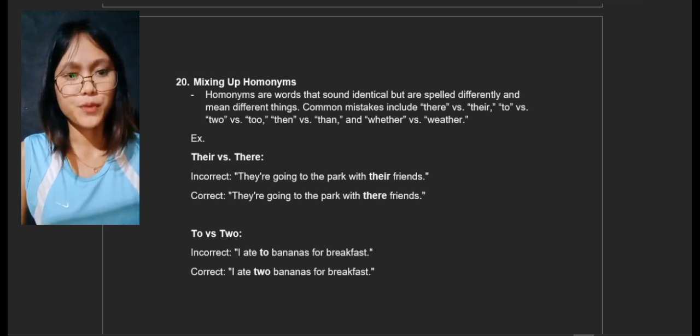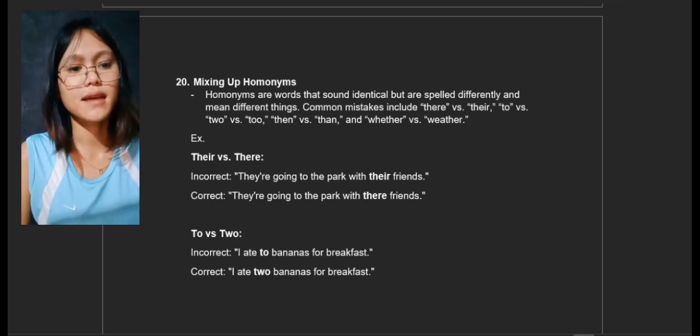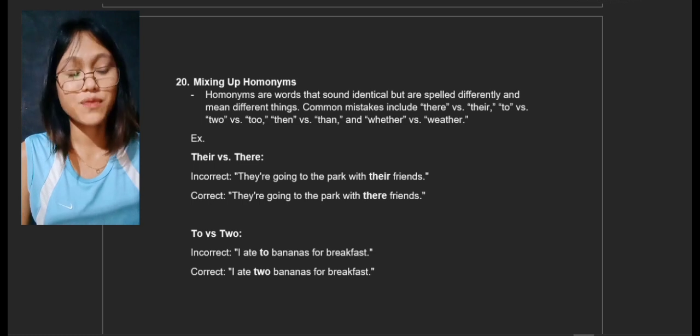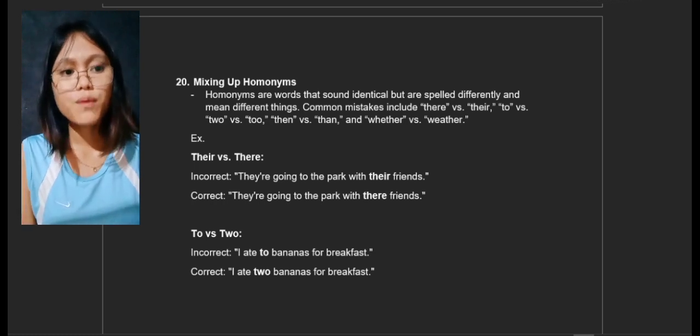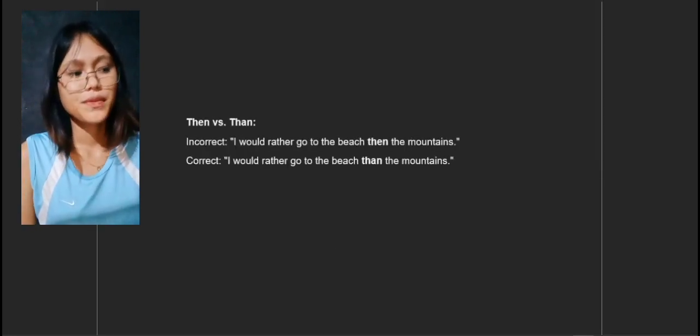Two versus too. Incorrect sentence. I ate to bananas for breakfast. And then the correct sentence for this is, I ate two bananas for breakfast.